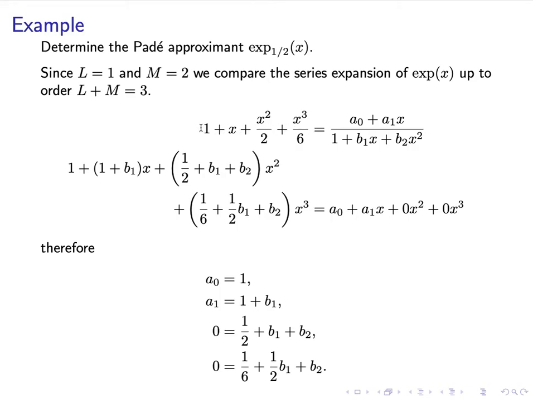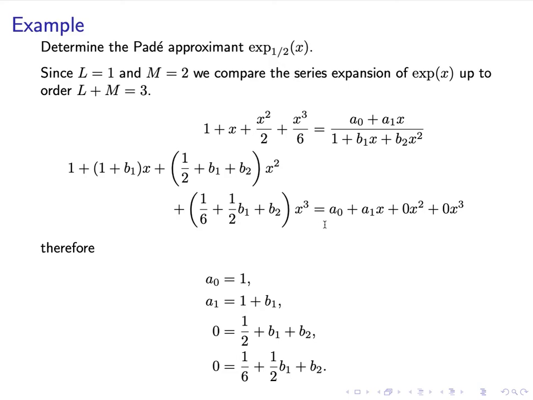On the right hand side, because L is 1, I've got a first order polynomial with a0 and a1 as the coefficients, and on the bottom, because M is 2, I have a second order polynomial with, remember, b0 is always 1, and we have b1 and b2 coefficients. If I multiply both sides by this denominator, we have 1, the coefficient of x to the power 0. I've got 1 plus b1 times x, I've got a half plus b1 plus b2 times x squared, and I've got 1/6 plus a half b1 plus b2 times x cubed.